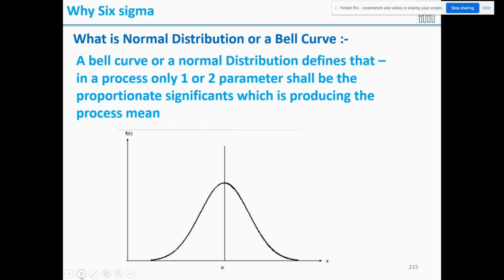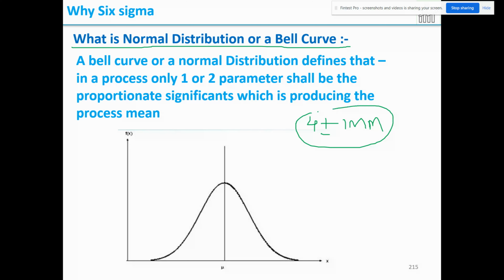So continuing with the Six Sigma concept, now we are going to see what is normal distribution or bell curve. Before that, let us assume there is a diameter. The diameter dimension is 4 plus or minus 1 mm. So what is this? This is a customer requirement of a dimension. This is a shaft diameter.